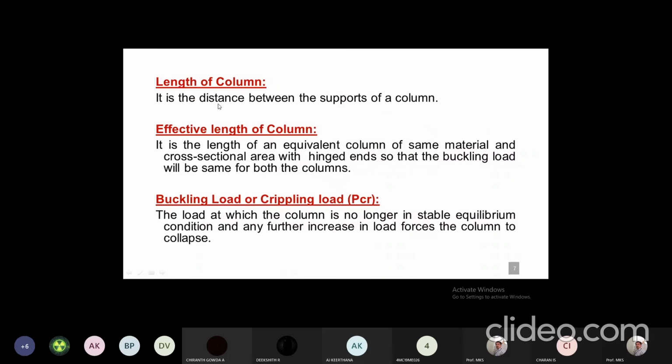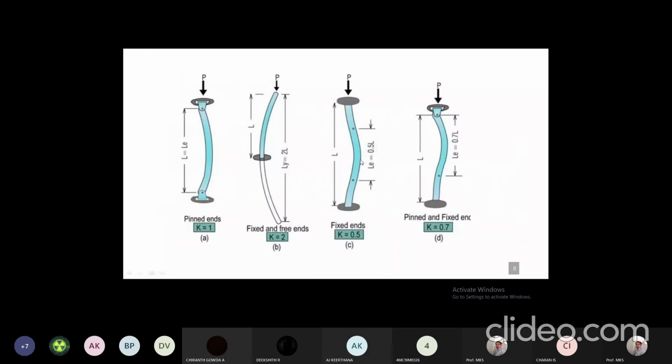So next, what do you mean by length of the column? It is the distance from the support. We call it the length of the column. Basically, we take an effective length. The effective length is what matters when the column is subjected to a force or load; it is going to buckle or bend in the manner in which the column bends.